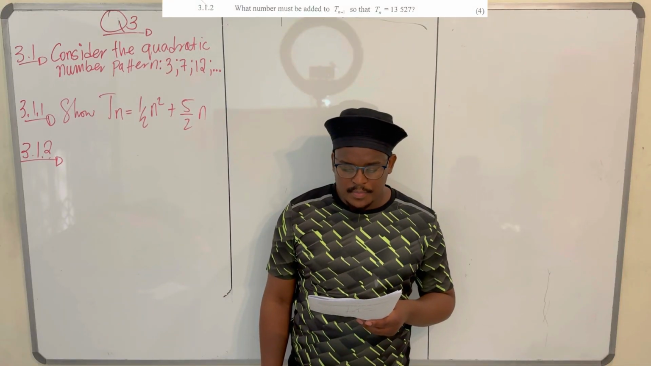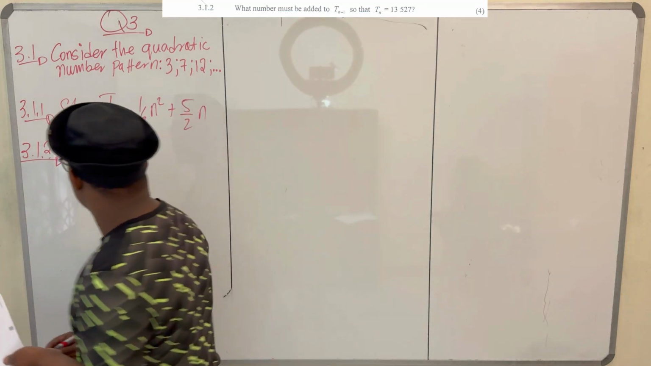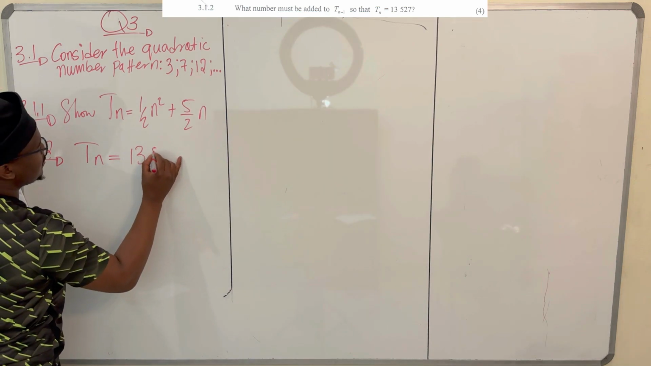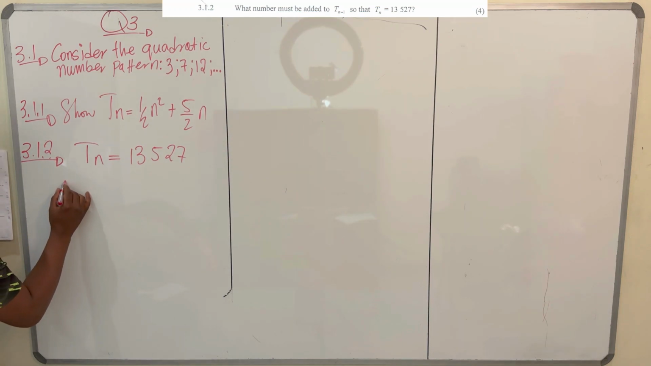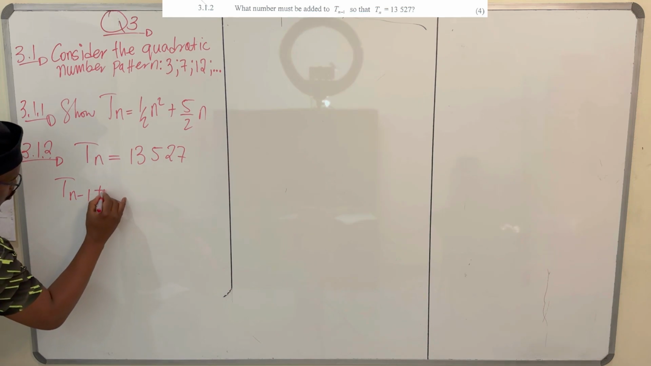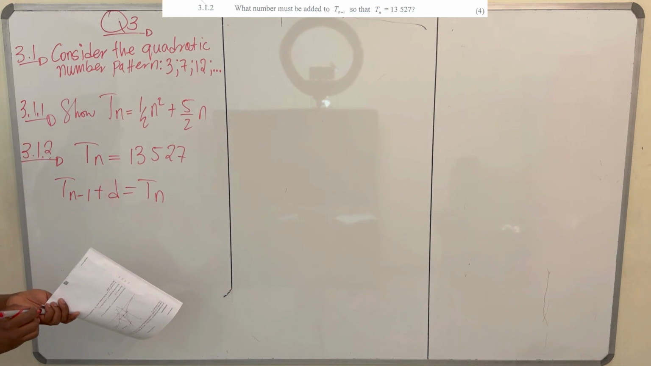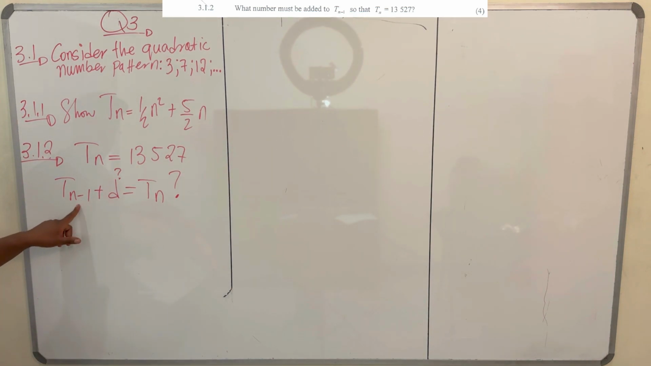So let's go. What must be added to Tn minus 1 so that Tn is equal to 13,527? So you are given that Tn is equal to 13,527. This is what you're given. You're given this Tn here. So they're asking what must be added to Tn minus 1 so that it is equal to Tn? This is what these people are asking. They're asking this thing here, D. What must be added to Tn minus 1 so that you get Tn? That's what they're asking.